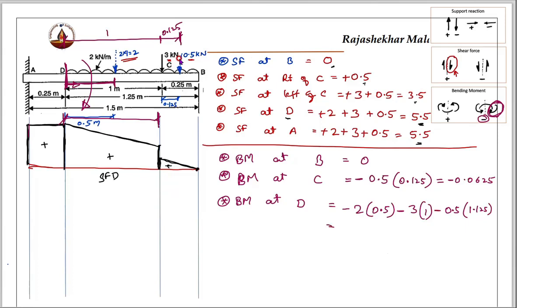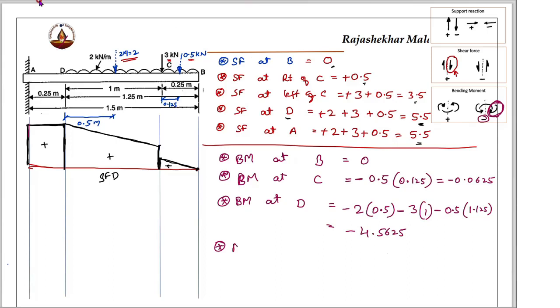Now, what is the answer? The answer is 2 into 0.5 plus 3 plus 0.5 into 1.125. Okay. This is minus 4.5625. Don't rely on my digits. Just calculate with your calculator. Rely on the method. Okay. This one. Next section I will go. This is all over. Right?